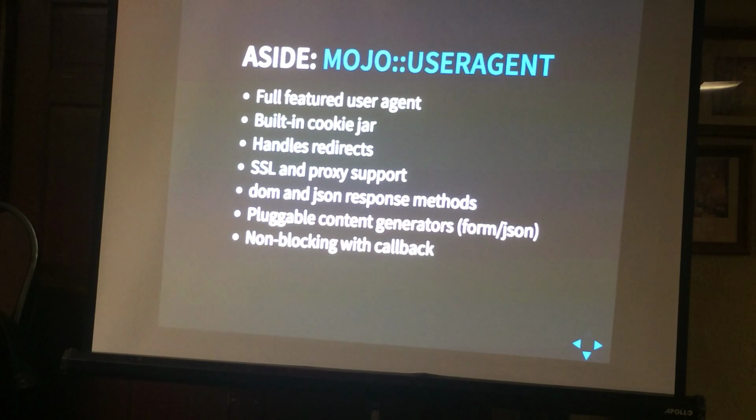Mojo user agent, to take another little aside, gives you a full user agent with a built-in cookie jar, handles the redirects for you as long as you turn that on. SSL and proxy support is built in. SSL, I believe, means an external module, but not a big deal. DOM and JSON, of course, and content generators, so you can pass it a hash and say submit this form or submit this as JSON. And it's even non-blocking if you pass it a callback.